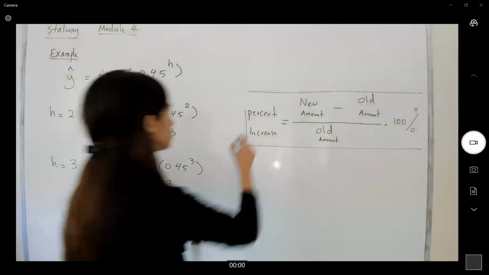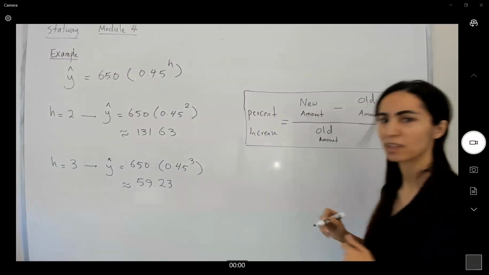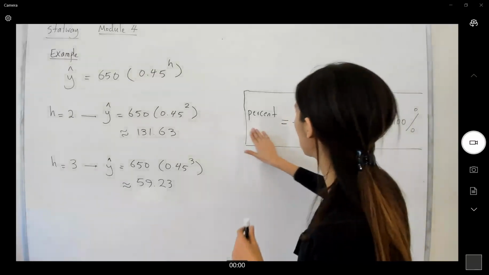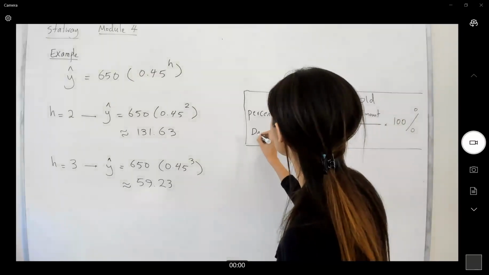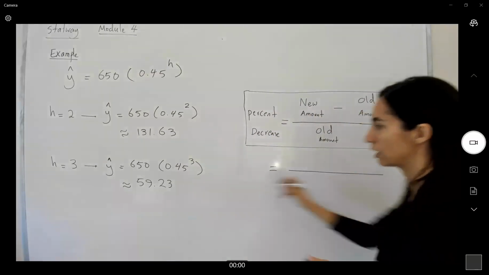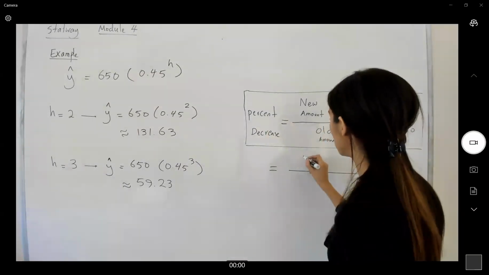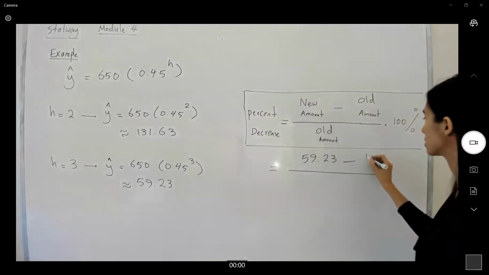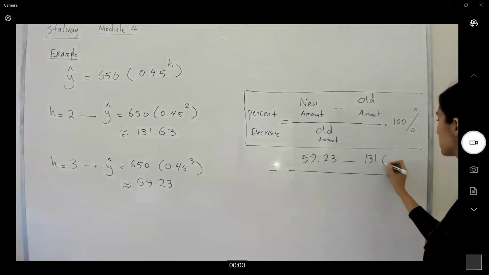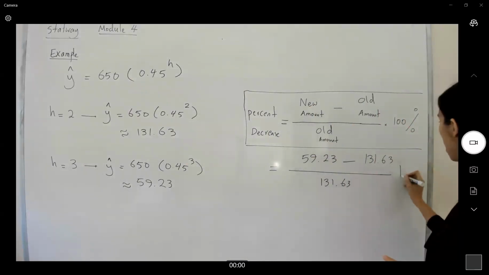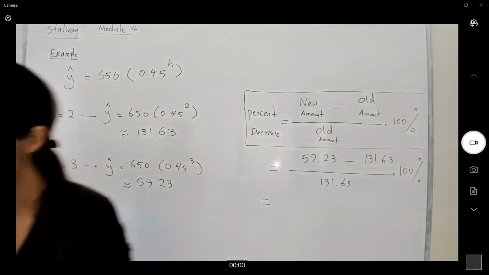59.23. So how do you find the percent decrease? Exactly following the same formula. You had percent increase, now you change it to percent decrease. Let us find the percent decrease. New amount, which is 59.23 minus the old amount, which is 131.63, divided by the old amount, 131.63, times 100%. So what is this approximately?